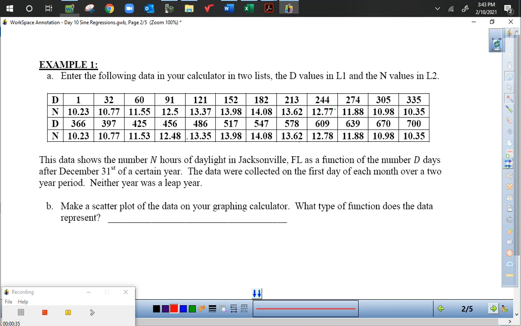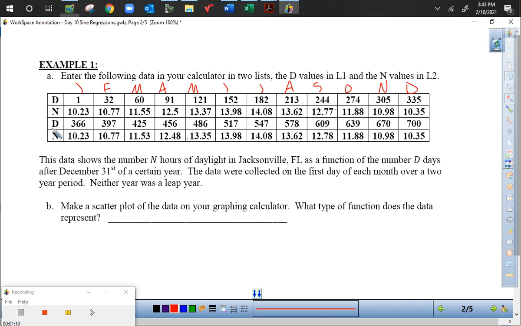It has a table that's organized into D and N. And it says the data shows the number of N hours of daylight in Jacksonville, Florida, as a function of the number of days after December 31st. So as we look through here, 1 would mean January 1st of that following year. The 32 would be February 1st of that following year, and so on. So let's go ahead and label these: January, February, March, April, May, June, July, August, September, October, November, December.